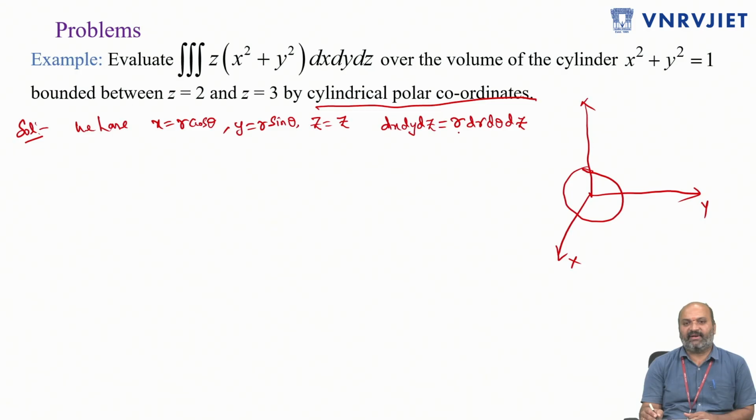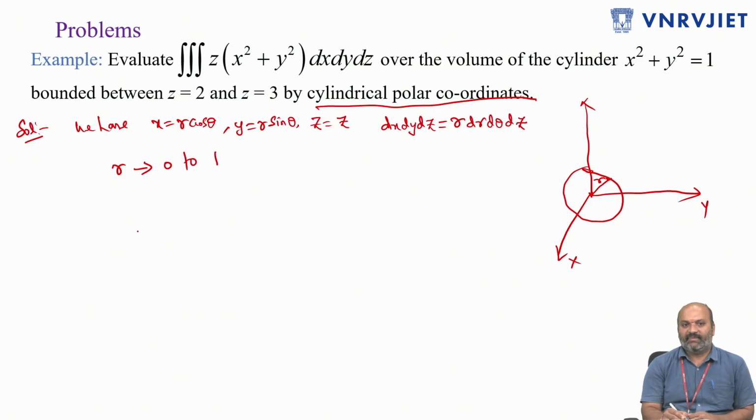Now what are the limits for r here? R is actually the radius, so it's the distance of the point on the cylinder from the pole. This is the radius, of course, r. What is the radius of the circle, the cylinder? It is 1, 1 square is 1. So therefore, r varies from 0 to 1.